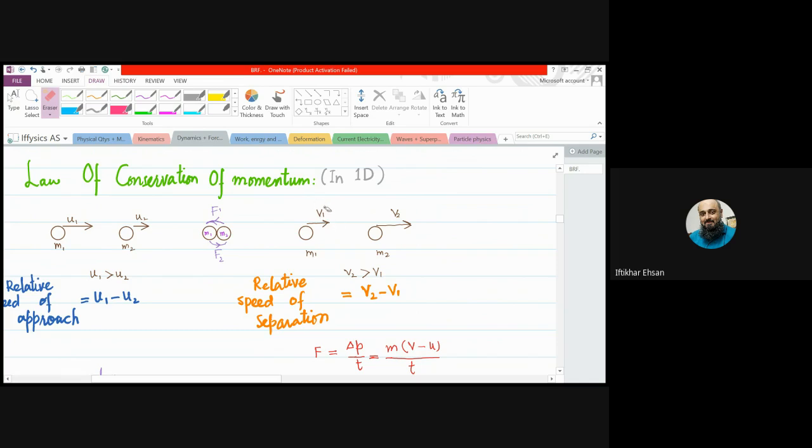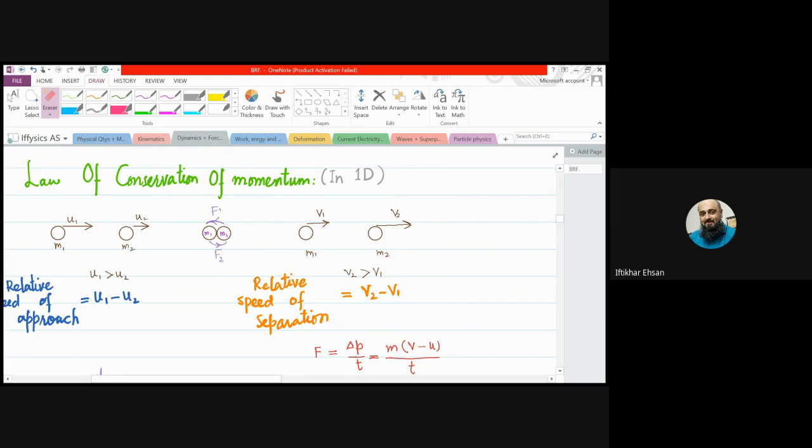Now, let's say after collision the velocities are changed to v1 for the first and v2 for the second. Before collision, the velocities of M1 and M2 were u1 and u2. After collision, their velocities are changed: for the first mass, the final velocity is v1 and for the second it is v2. Now this one is faster, and due to that faster speed, M2 will be moving farther away from M1. So the separation between them will be increasing.